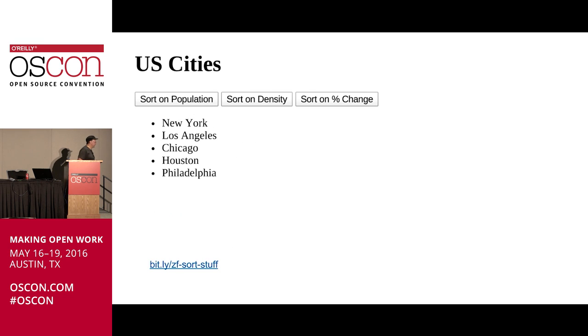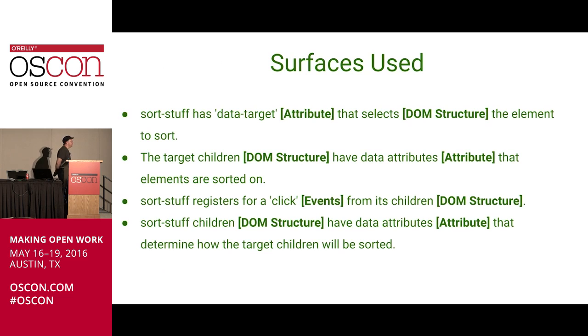All right? And if you click through the link, ZF sort-stuff, you will see you can click on those buttons, and the order of those elements will change as you click and select. And it uses that sort of DOM. So let's look at a lot of the things that we used in here. What are the surfaces? Sort-stuff has a data-target attribute that selects the element to sort on, right? We're using attributes and DOM structure. The target children have data attributes that the elements are sorted on. Again, we're using DOM structure and attributes there.